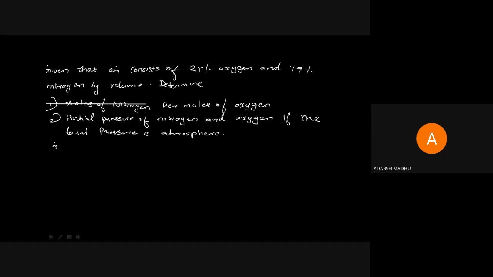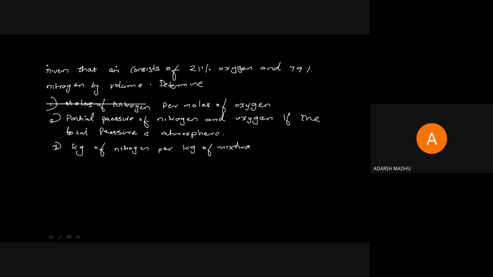The third question is kilogram of nitrogen per kilogram of mixture. It means how many kilograms of nitrogen by mass are there per 1 kilogram of mixture. If we are taking 1 kilogram of that air mixture, how many kilograms of nitrogen will occur in it?